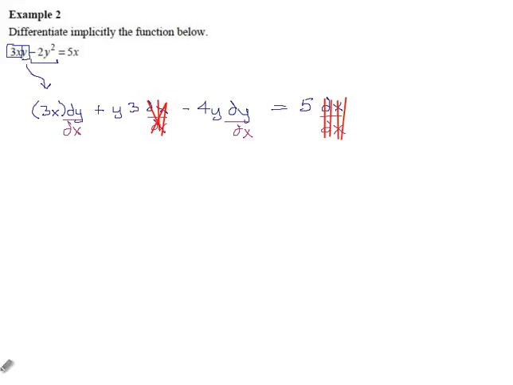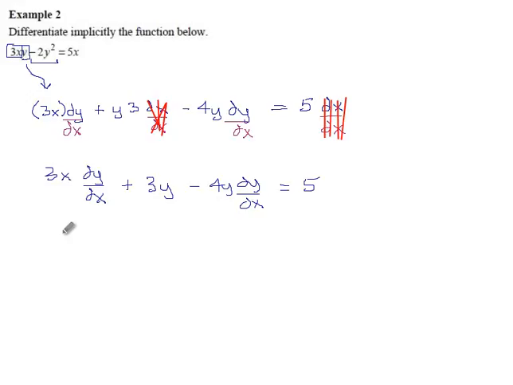So let's get this cleaned up a little bit. We have 3x dy/dx plus, this is y times 3, I'm going to write that 3y, minus 4y dy/dx equals 5. If we're going to solve for dy/dx, let's get it alone in the equation. So I want to take this 3y to the right-hand side. So we're going to have all our dy/dx's on the left and all our terms that don't contain dy/dx on the right side.